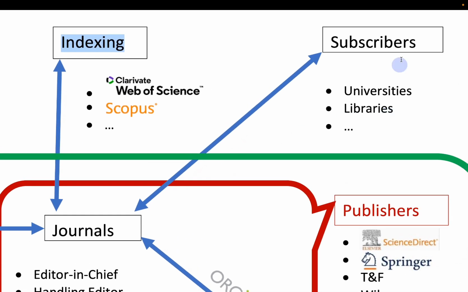Another element is subscribers, for example, universities and libraries. They try to make a connection with journals through some contracts to give their own members, including students and professors, full access to the full text of the papers published in the journals.